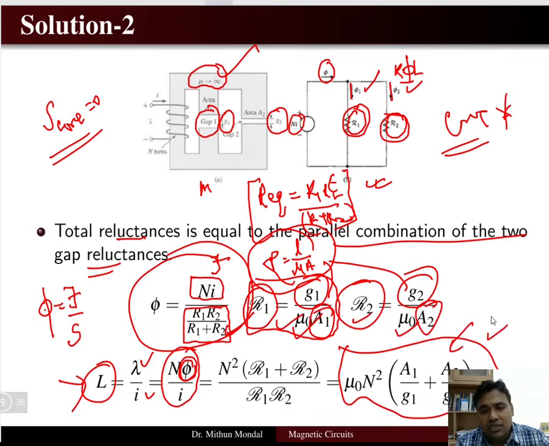So this was a purely analytical question where you have to find the inductance with two air gaps connected in parallel, and the core having infinite permeability. I hope you have understood the second problem.